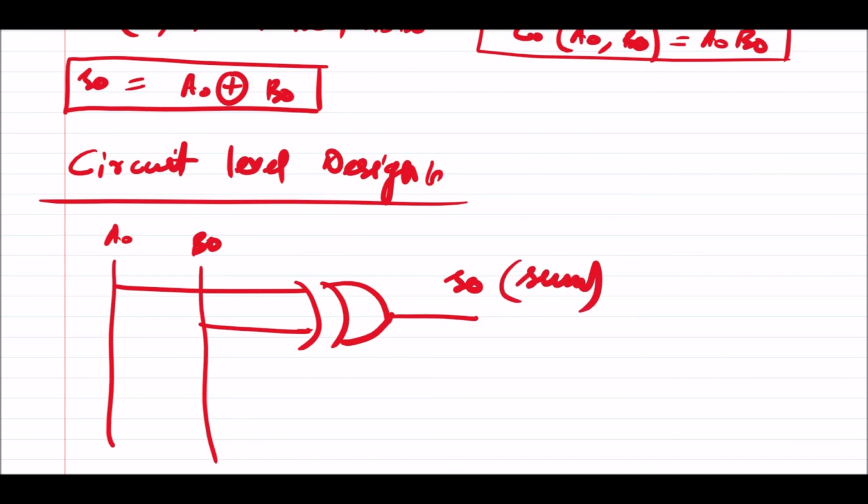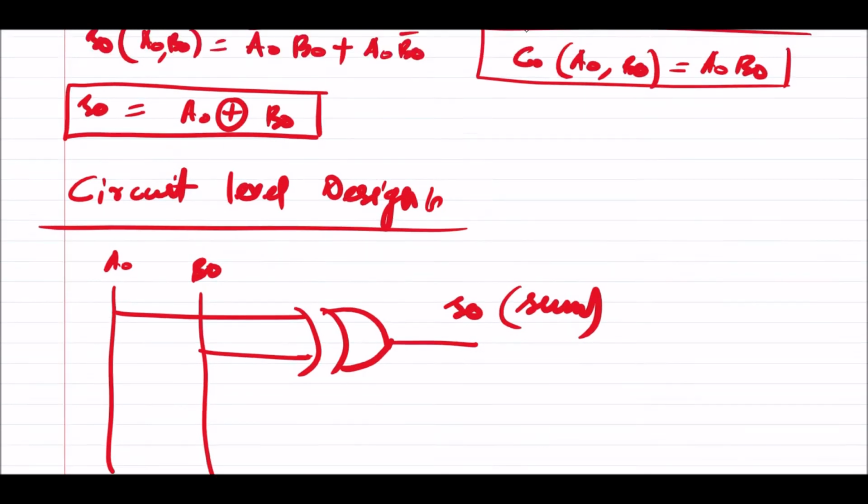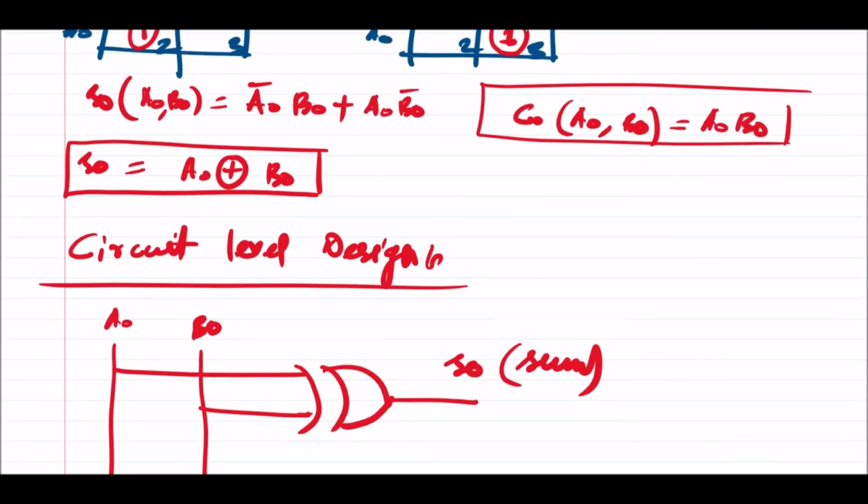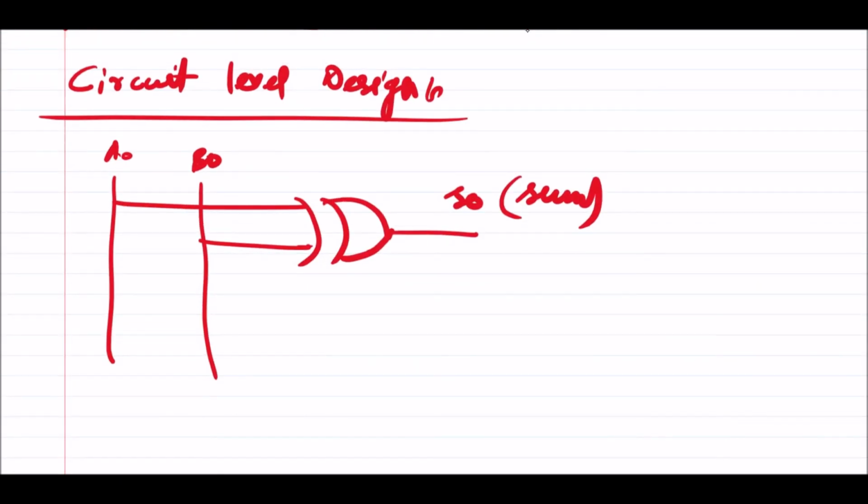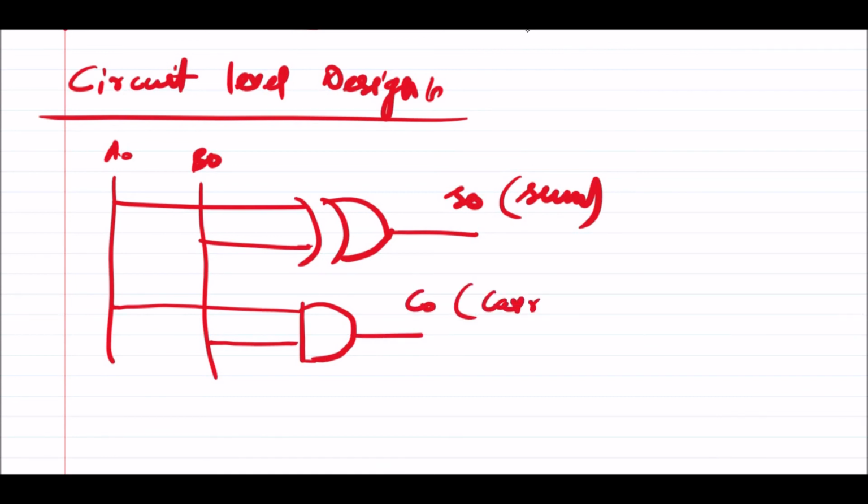Similarly, my carry is C0, which is the AND connection of the two inputs A0 and B0. So let us draw an AND gate with the two inputs A0 and B0. So this is my carry, C0. This is the final design of half adder. In this way we can design the half adder with the help of two binary inputs A0 and B0.